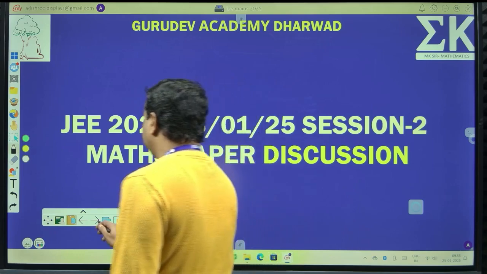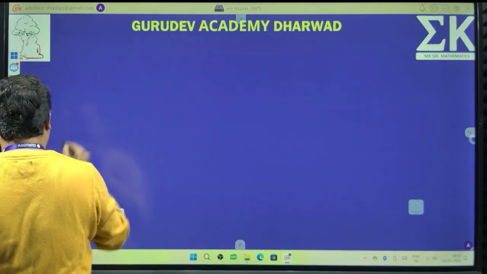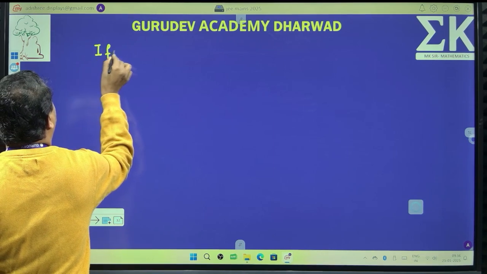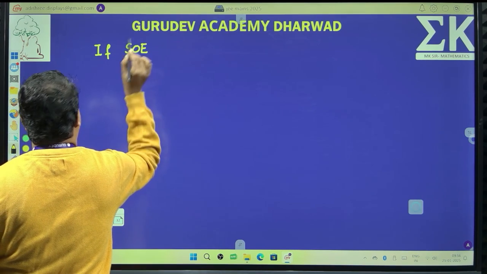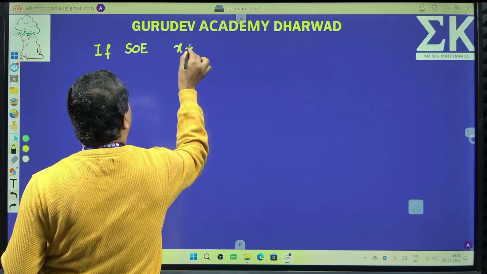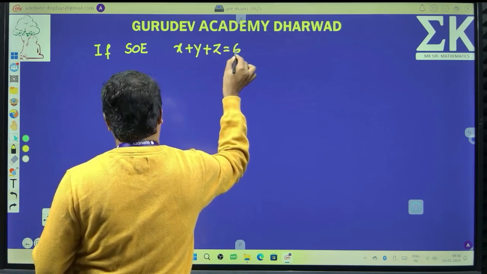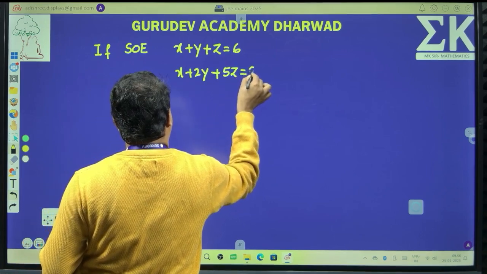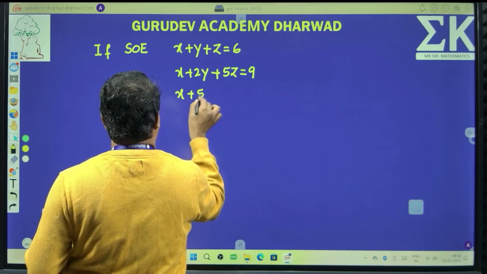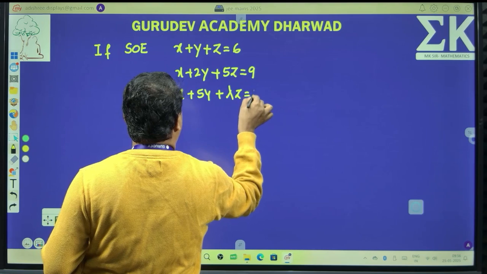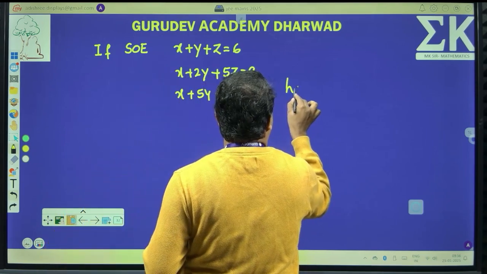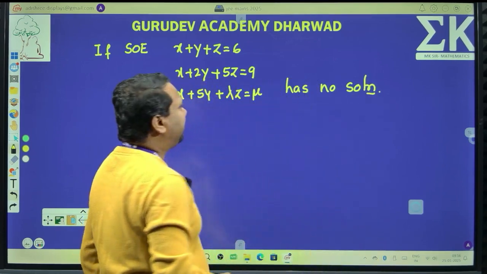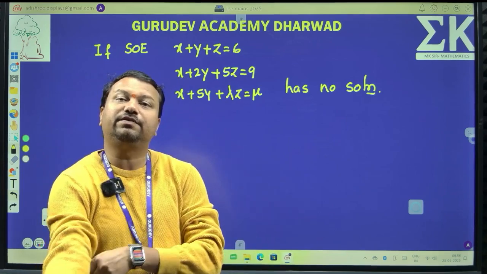The question is: if the system of linear equations x plus y plus z is equal to 6, x plus 2y plus 5z is equal to 9, x plus 5y plus lambda z is equal to mu, has no solution, then the value of lambda is equal to? The question is to find the value of lambda, right?